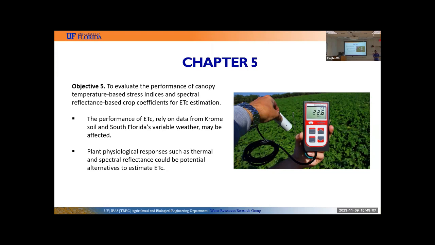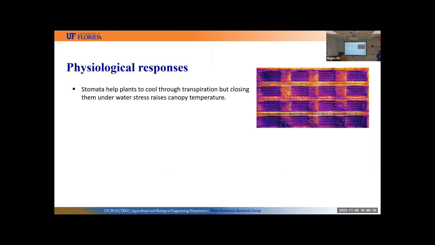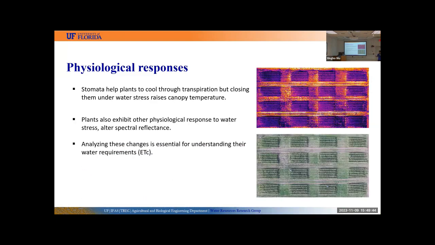So we said, why don't we try to evaluate plant physiological responses to water stress as an evapotranspiration estimation method. As a background, for instance, stomata help plants to cool through transpiration. But when plants have stress, they close their stomata. During that time, the plant canopy temperature goes up. So if we are able to see this canopy temperature variation, we can use it for modeling evapotranspiration. However, plants don't only respond to water stress in canopy temperature, they also alter the spectral reflectance of the plants. So if we can also see this spectral reflectance variation, we can use that for evapotranspiration modeling. So that's what we are trying to do here.